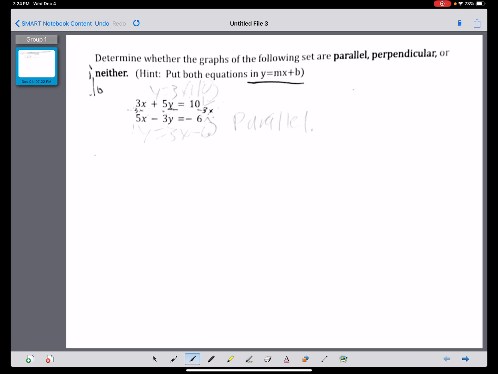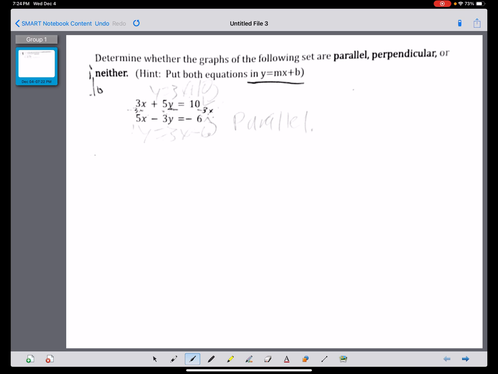Determine whether the graphs of the following set are parallel, perpendicular, or neither. What we'll need to do for both of these equations is to solve them or rearrange them so that they are in slope-intercept form. In other words, to solve for y. So we'll do that for both equations.